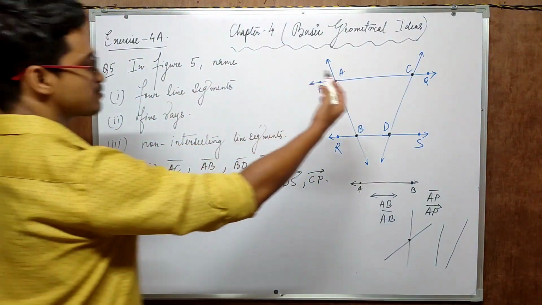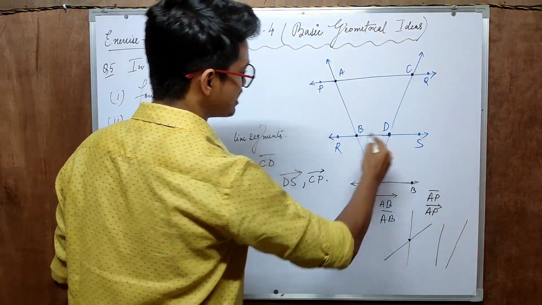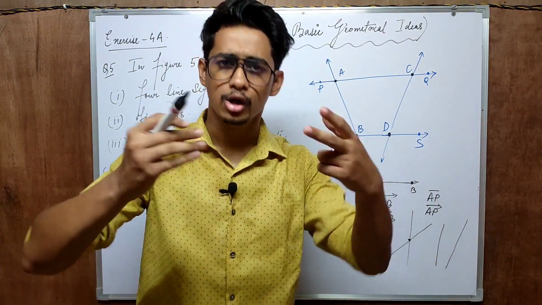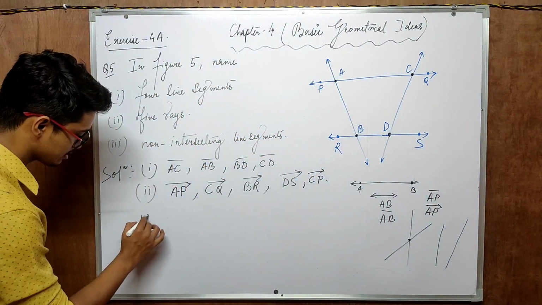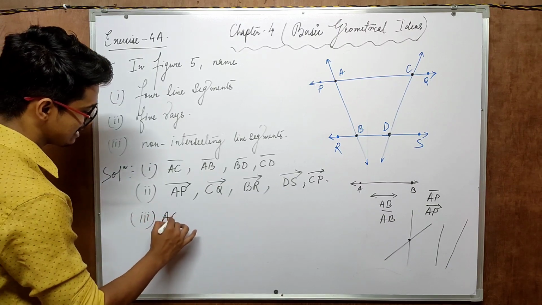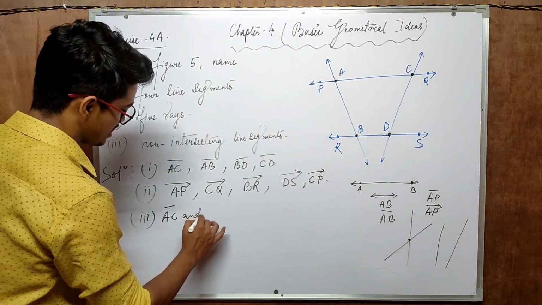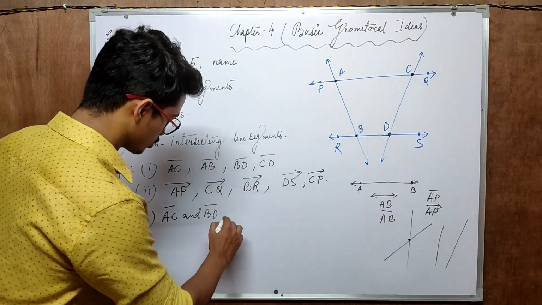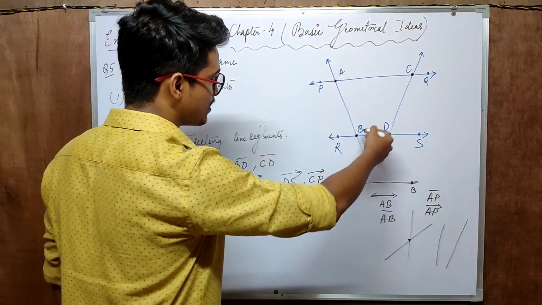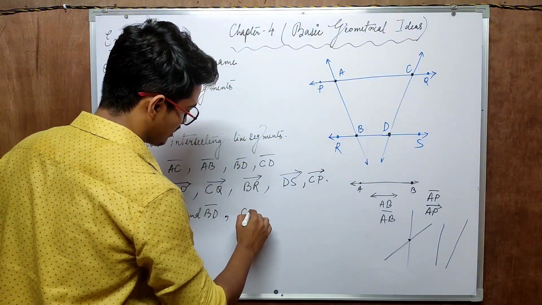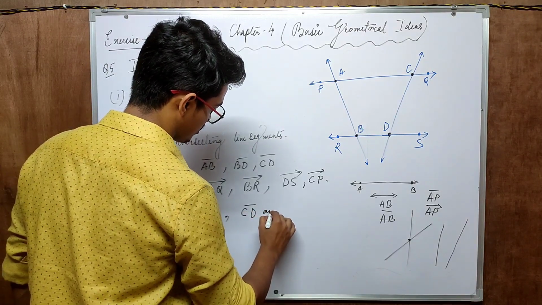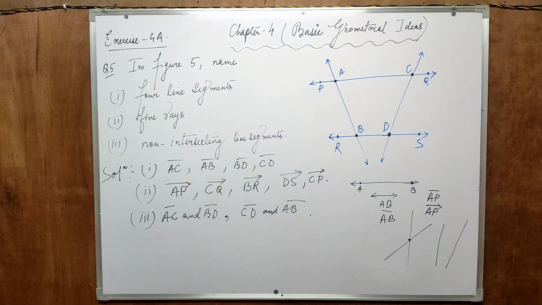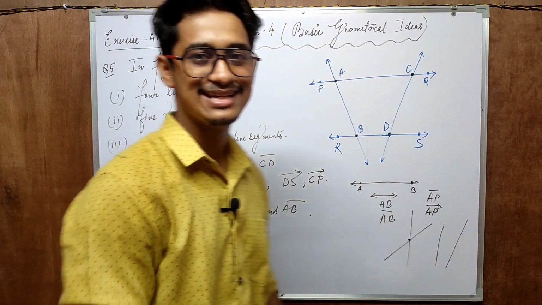So how do we find this in this particular figure? Let's say AC and BD, two line segments. Is there any common point? Not at all. So I can write AC and BD as the first pair of line segments, and then put a comma. AB and CD will be another pair of line segments which are not intersecting.